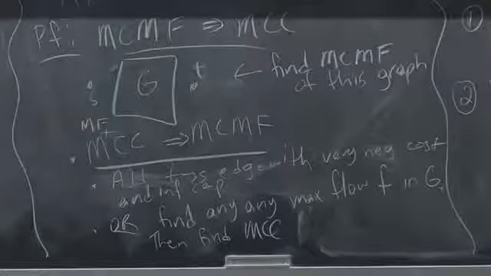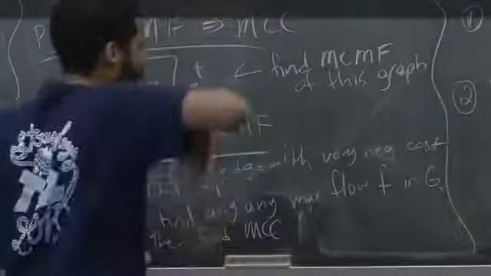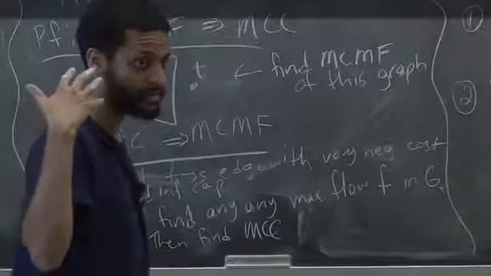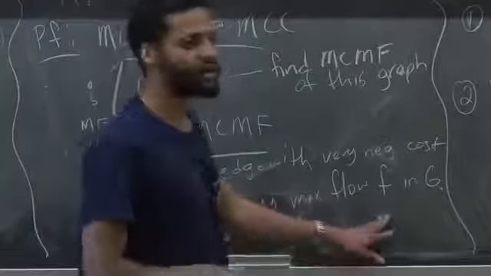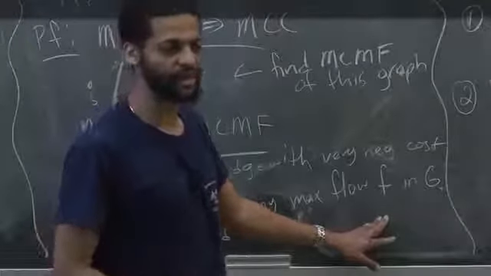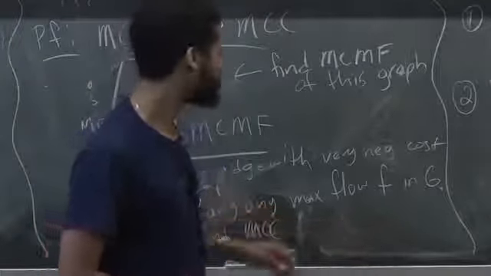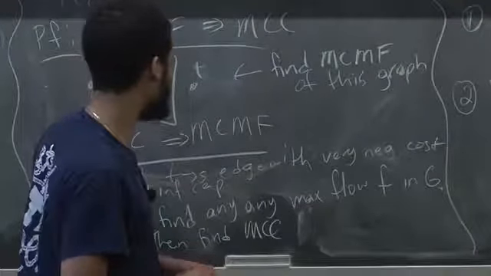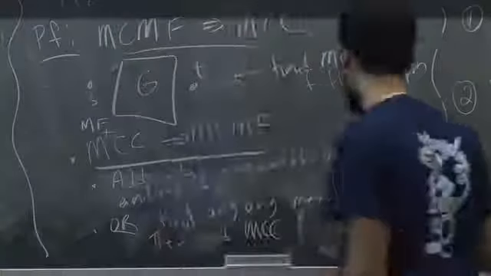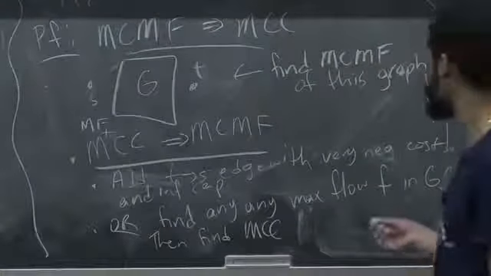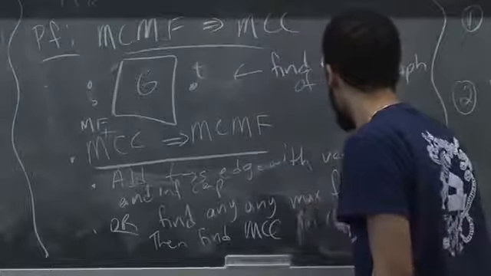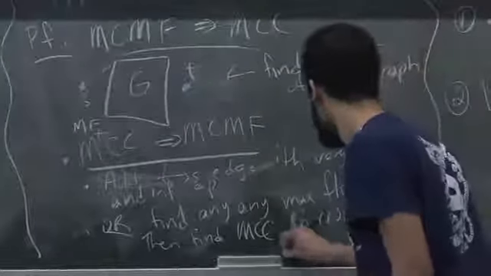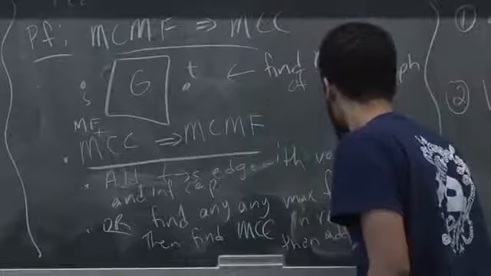Okay. So that means if there's some other flow F star, which is the actual min cost max flow, then F star minus F will be a valid circulation in the residual graph. And then you can find it and add it back to F. So find MCC in the residual graph, then add it to F.